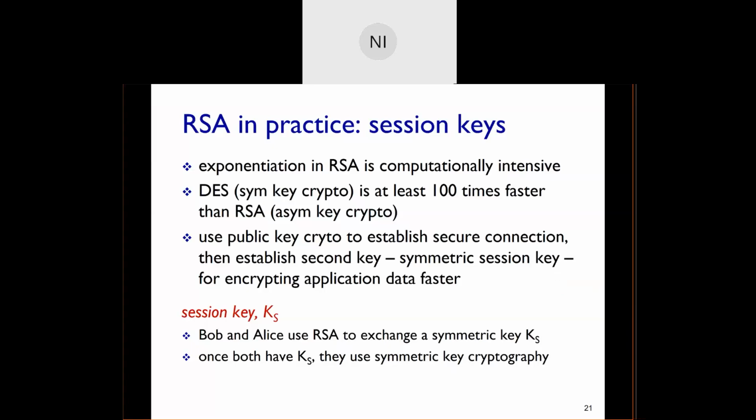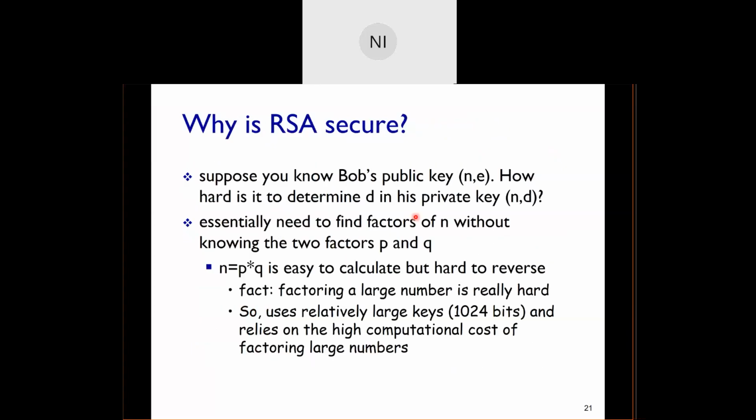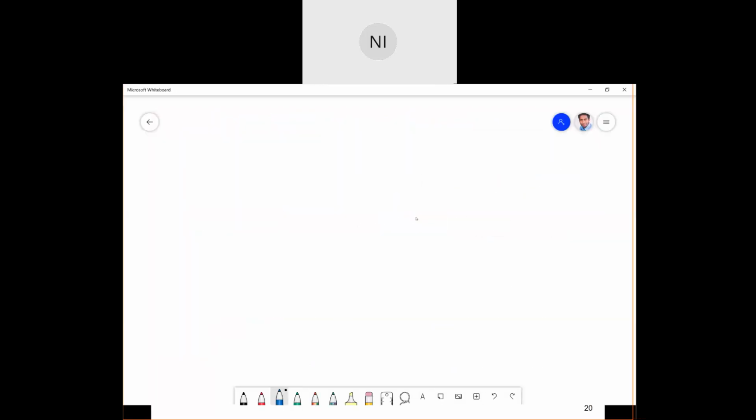Let me. Or maybe just hold on. So are you able to see my screen? Yes, sir.